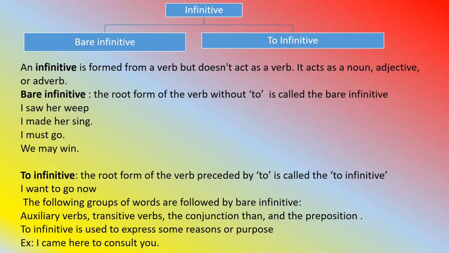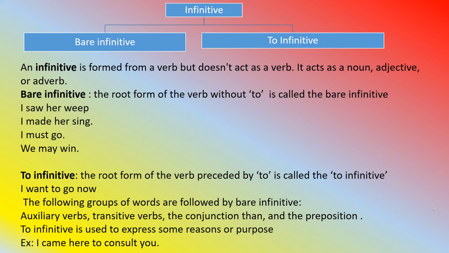Let's know about the infinitives in more detail. The infinitives are further divided in two types, bare infinitive and to infinitive. An infinitive is formed from a verb but doesn't act as a verb. It acts as a noun, adjective or adverb. Bare infinitives are the root form of the verb without to. For example, I saw her weep, I made her sing, I must go, we may win.